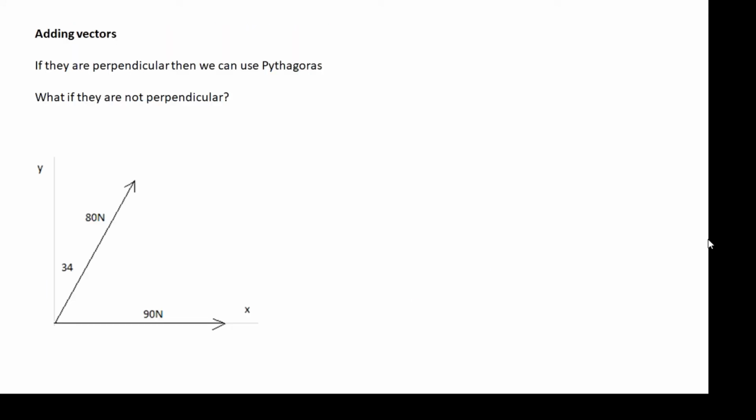Adding vectors together. Now, if they're in the same direction or in opposite directions, it's easier. If they're at right angles to each other, then we can use Pythagoras. What if they're not at right angles to each other? Well, there's 2 ways of doing it. One way is to do a scale drawing.